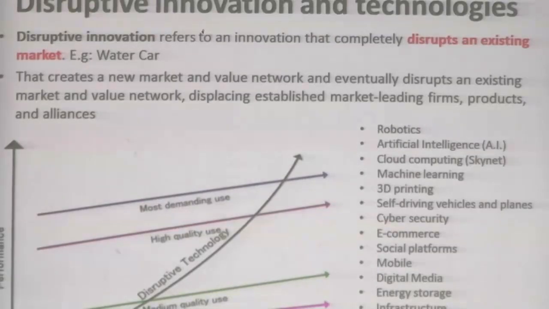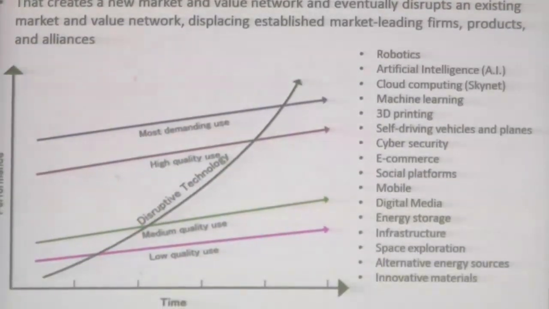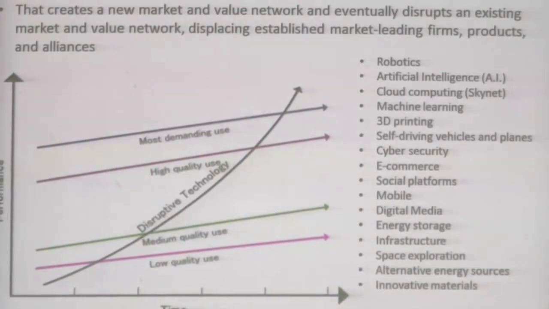An example of disruptive technologies which came into the industry can be explained as robotics, artificial intelligence, cloud computing, machine learning, 3D printing, self-driving vehicles and planes, cybersecurity, e-commerce, social platform, mobile, digital media, energy storage, infrastructure, space explorations, alternative energy sources, innovative materials. So, the mobile phone is a very good example.